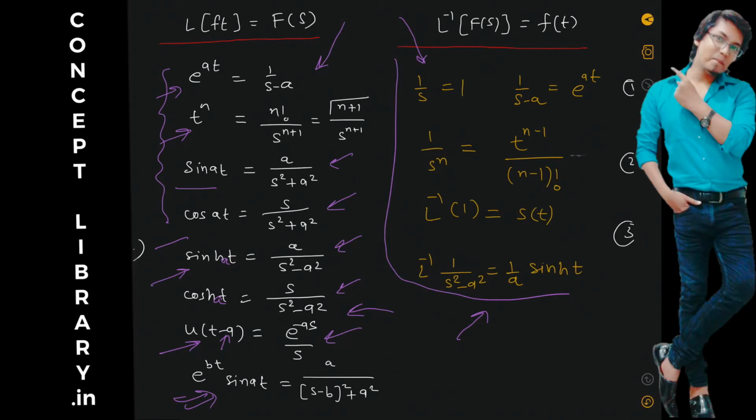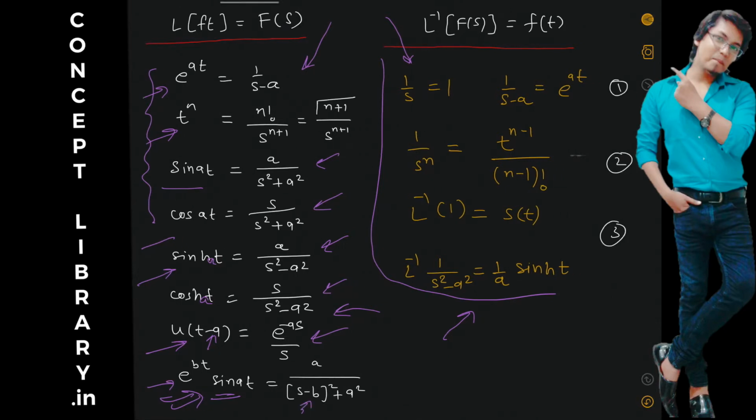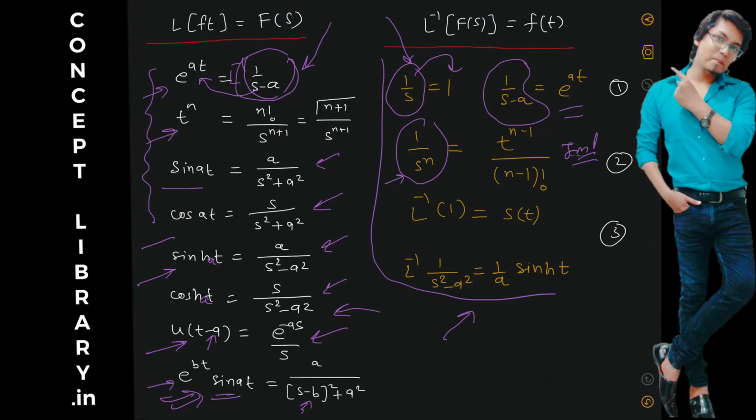You can put this a as 0, then u(t) will be 1 by s, correct? And here sine will give you a by s square plus a square, but because of e power bt, subtract minus b. Now you see, inverse Laplace of 1 by s is 1, and 1 by s minus a is e power at, right? From here, if I put inverse Laplace, your answer will be e power at. In the same way, 1 by s power n will give you, this is important actually, t power n minus 1 by n minus 1 factorial.